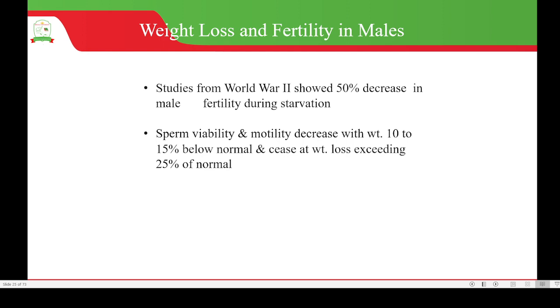Studies from World War II showed a 50% decrease in male fertility during periods of starvation, and also sperm viability and motility decreased with a weight of 10 to 15% below normal. And this ceased at a weight loss exceeding 25% of normal. You find that 10 to 15% may cause subfertility. This fertility may be regained when food intake increases and body weight also increases. But when it goes beyond 25%, it may cause a cessation in fertility. It causes infertility.